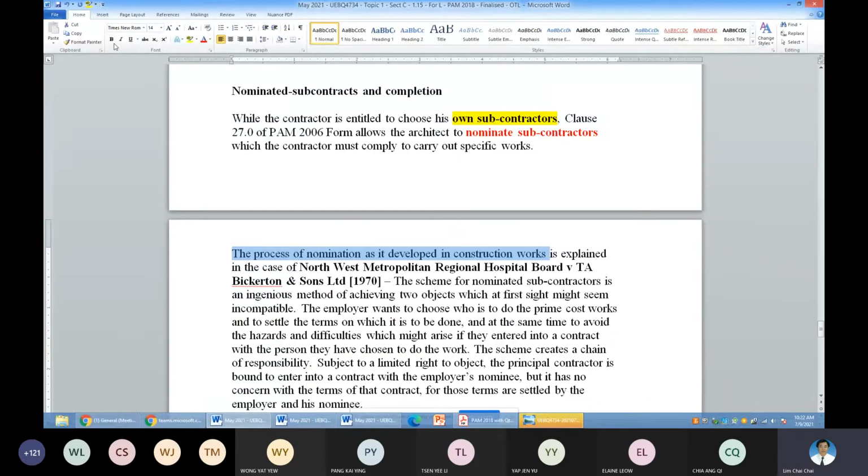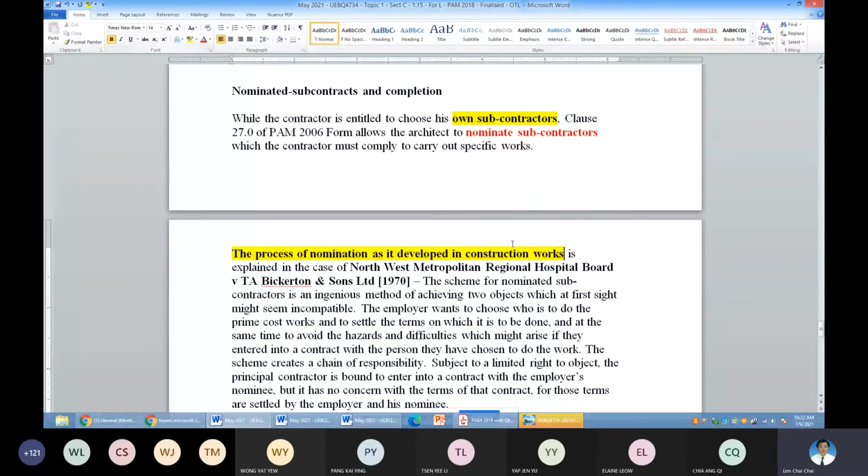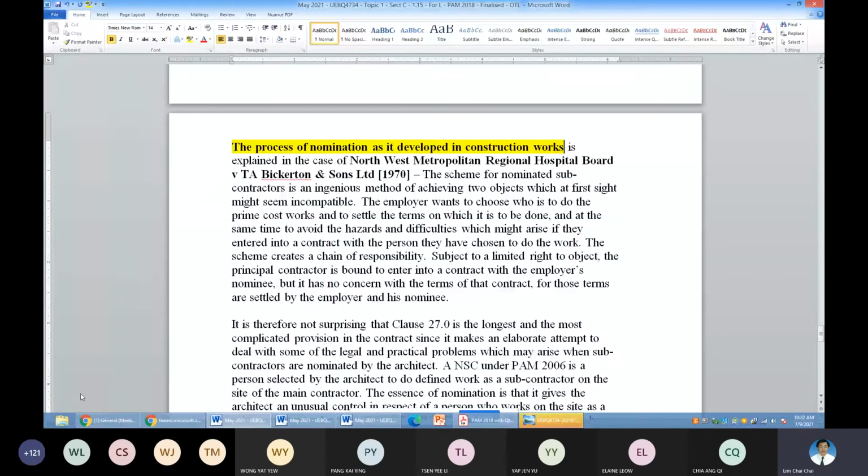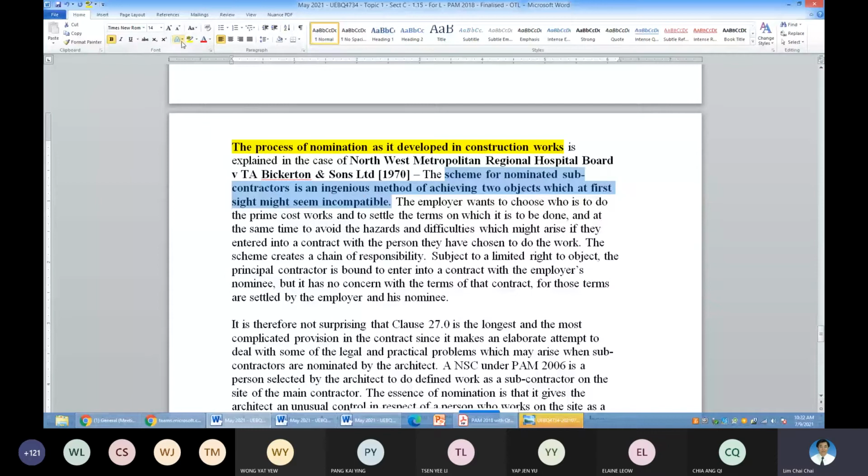So this case law will give you a very important insight on how the employer and the consultant can force the contractor to accept the nominated subcontractor, because this scheme is an ingenious way for the employer to select the party they're going to work for certain specialized area.